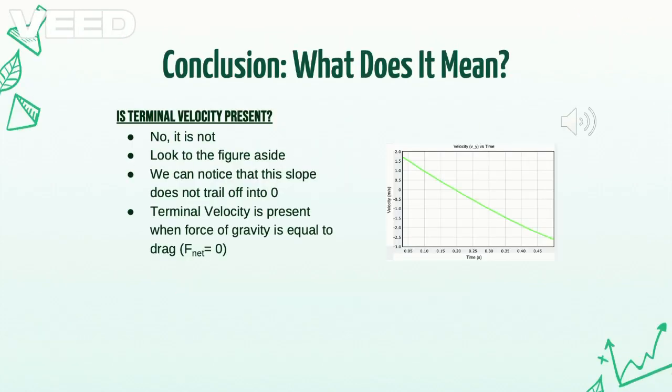The what does it mean question concerns terminal velocity and questions if it's present. It is not present. We see this in the figure on the side. We can notice that the slope at the end does not trail off and become zero. Therefore, we know terminal velocity is not present, as terminal velocity is only present when the force of gravity is equal to drag, or when the net force is zero.